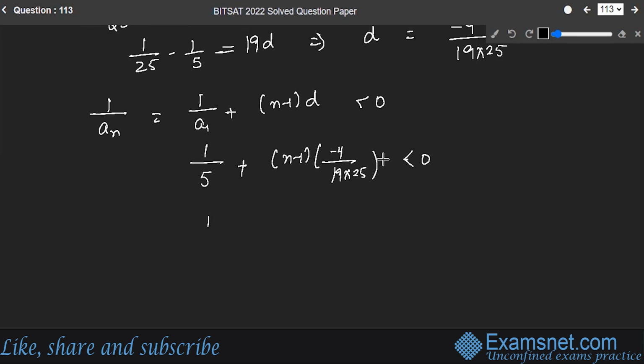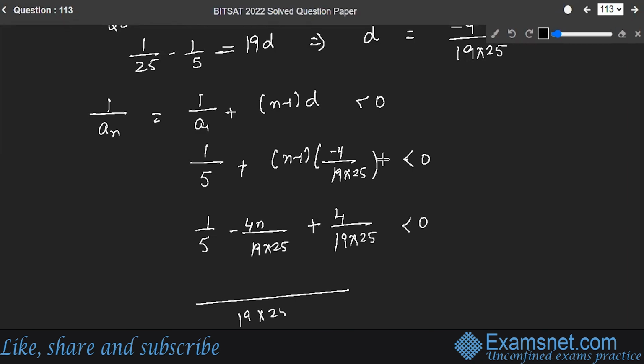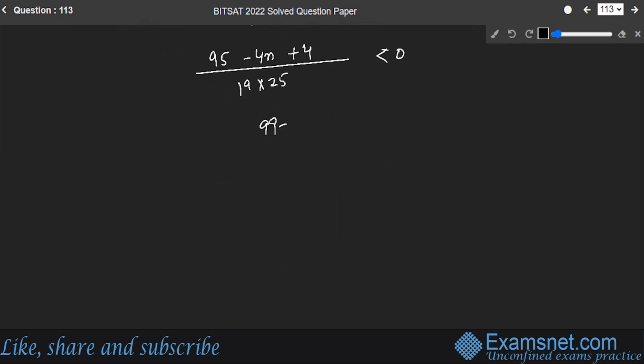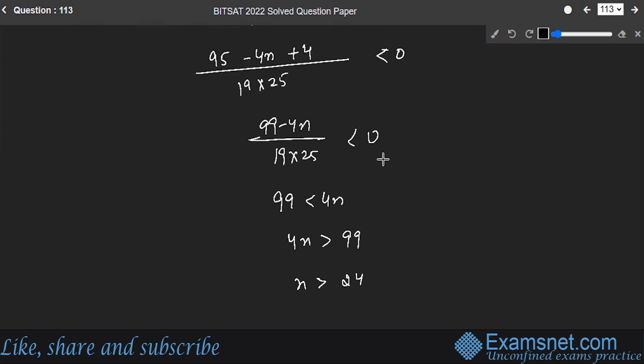So you have 1 by (5 minus 4n) upon this plus 4 upon (19 into 25) should be less than 0. Or let's take the LCM, 19 into 25. Here you have 19 fives are 95 minus 4n plus 4 should be less than 0. Or you have 99 minus 4n upon this should be less than 0. Or you have 99 should be less than this. Or 4n should be greater than 99, or n should be greater than or equal to 24 and 3 by 4.